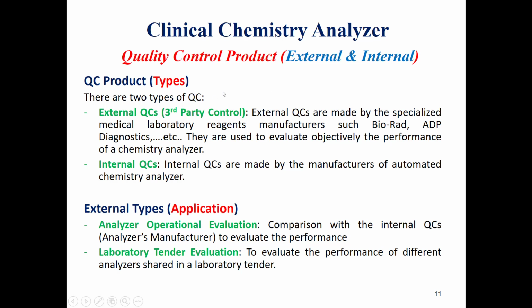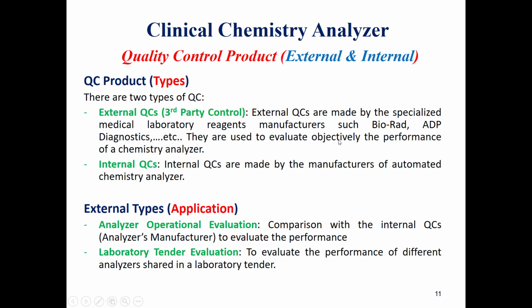Here is the first type of classification scheme, which is based on the manufacturer of the quality control product, if it's the manufacturer of the analyzer itself or a third party or external manufacturer. The external quality control products are made by specialized medical laboratory reagents manufacturers such as Biorad, ADB Diagnostic. They are used to evaluate objectively the performance of a chemistry analyzer.